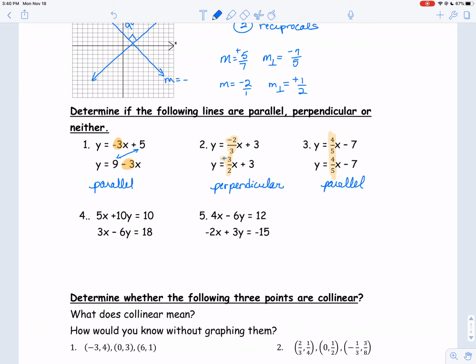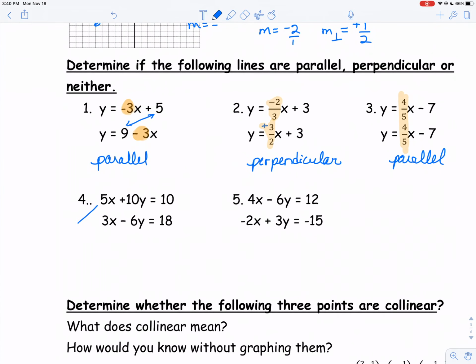Now this is a little bit harder, because you can't just look at number 4 and number 5 and see what the slope is, because it's not solved for y. So those get a little trickier, just because you've got to solve this one for y. So we would have 5x plus 10y equals 10. I'm going to subtract my 5x. Notice all I'm doing is just solving it for my y. And then I'm going to divide by 10. So my slope is going to be -1/2 once I reduce it, right?